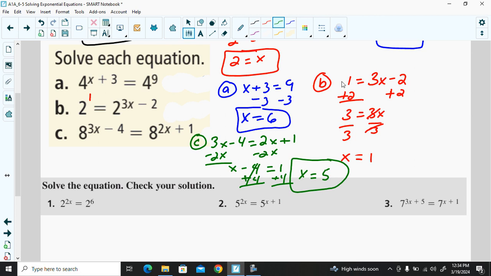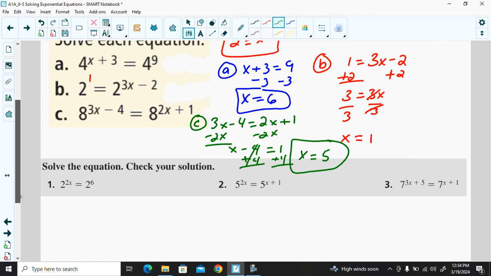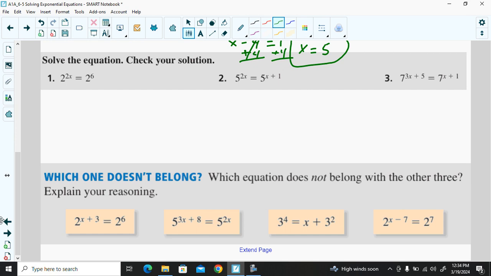Alright, you guys can try problems 1, 2, and 3 on your own. Because of time, I won't go through those problems, but you guys can work on that. Let's go on to, well, let's look at this example down here. Which equation does not belong with the other three?